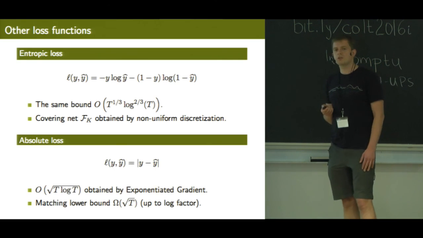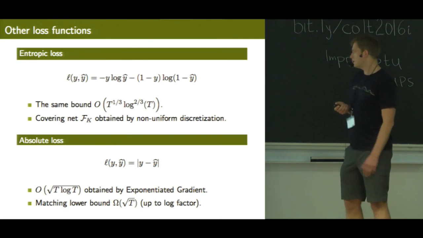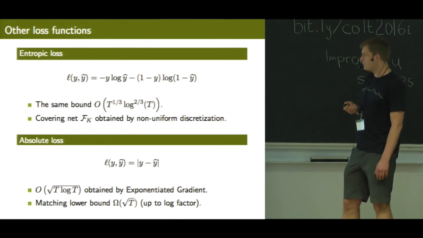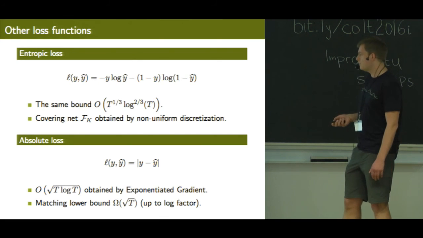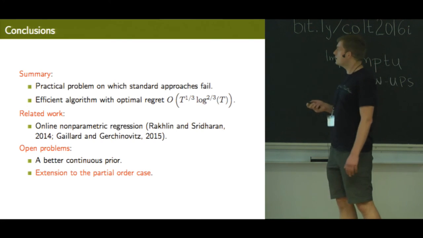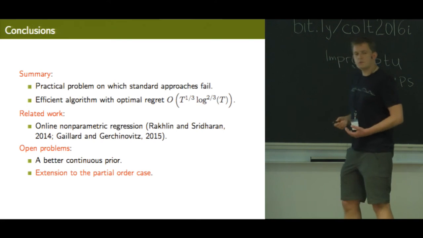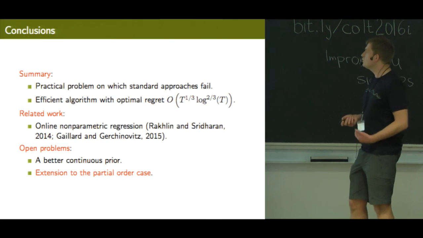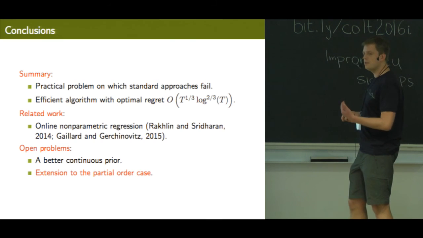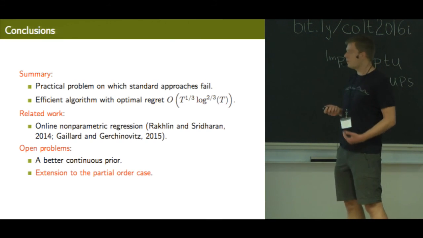And we also consider absolute loss. But in this case, it seems the exponential gradient algorithm achieves essentially the optimal bound, square root of t log t, and we have a matching lower bound, omega of square root of t. So just to summarize, we think this is interesting because it's a practical problem on which most of the standard approaches fail. We gave an efficient algorithm with optimal regret.